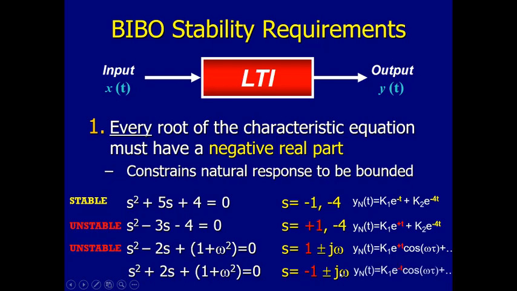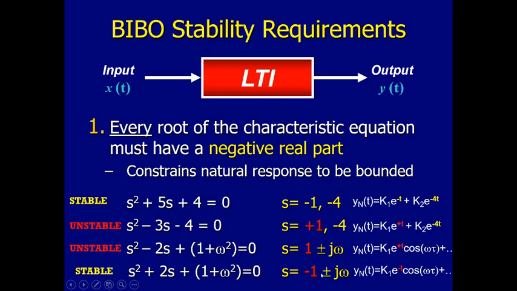My natural response now then is some k e to the -1t cosine. That's okay. It's okay that it's oscillating back and forth because it's got this decaying exponential envelope, making the oscillation die out over time. That would be a stable system.